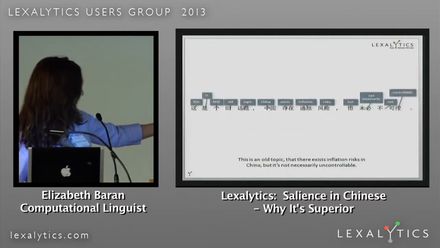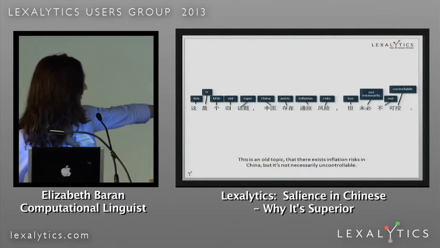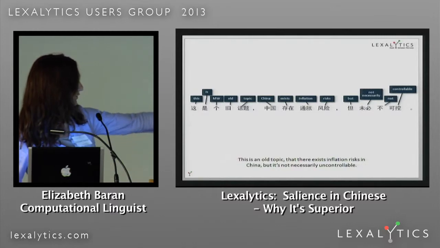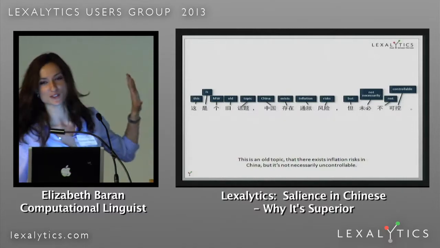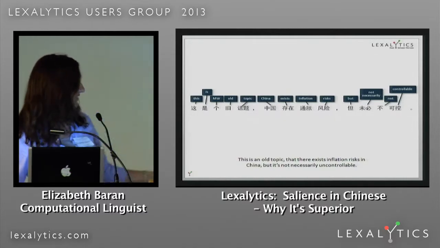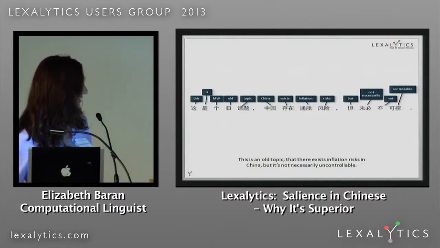Okay, so we have this: old topic, China exists, inflation risks, but not necessarily not controllable. So I tried to give the most literal translation of all of the words, and then you can get something a little bit more fluent if you're a translator. And then after that, we part-of-speech tag it.